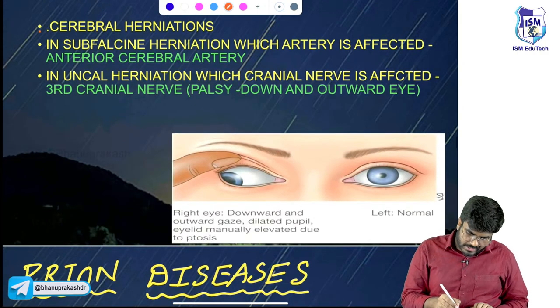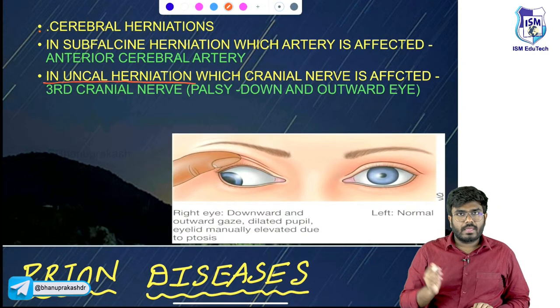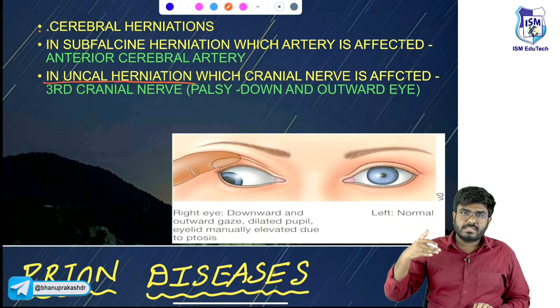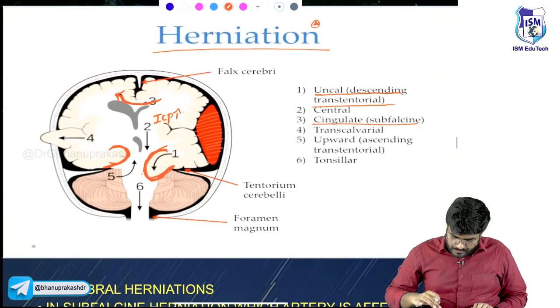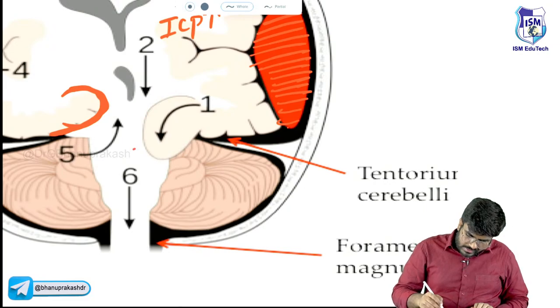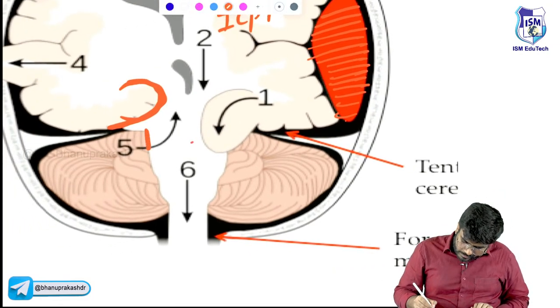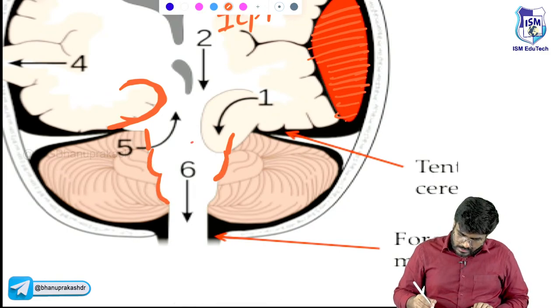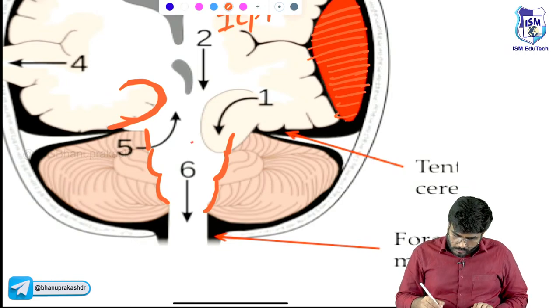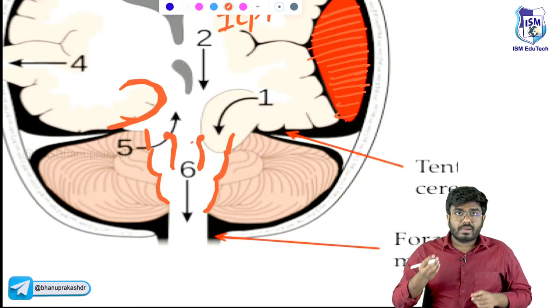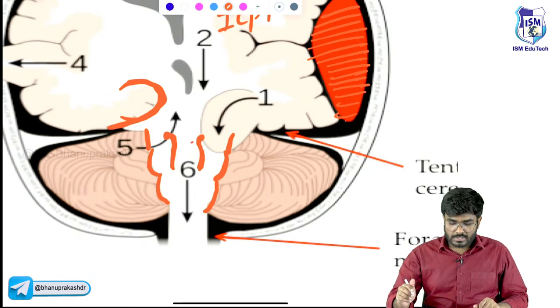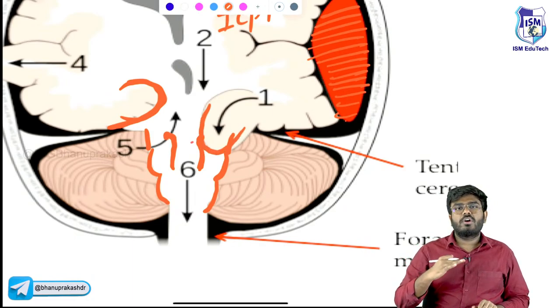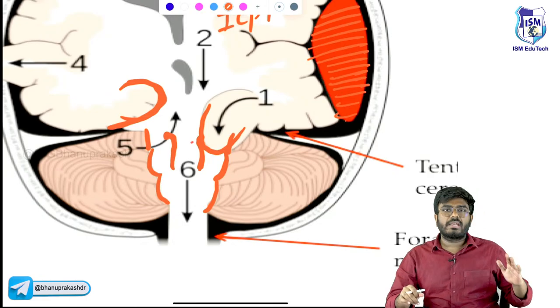Now, whenever this uncal herniation occurs, epidural hemorrhage, intracranial pressure increases, uncal herniation. Look here, what you need to understand is, what is this part? This is the midbrain, right? Down to the midbrain, you have the pons, and here the medulla. I hope you already know that from the midbrain, the third cranial nerve, the oculomotor nerve, will come out. So because of this uncal herniation, the third cranial nerve is going to be affected, damaged.